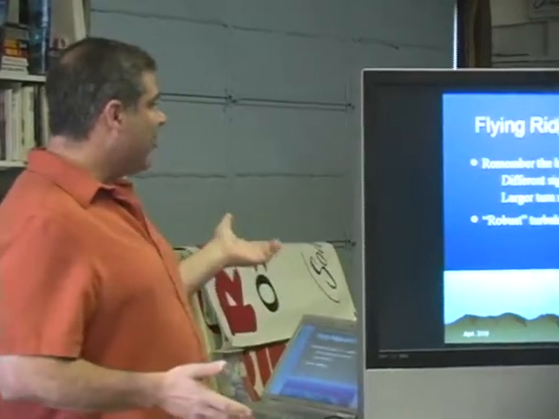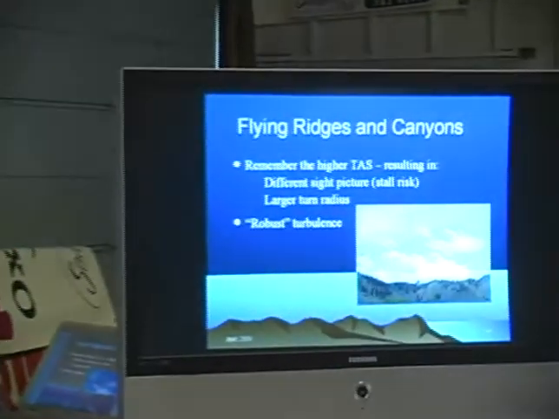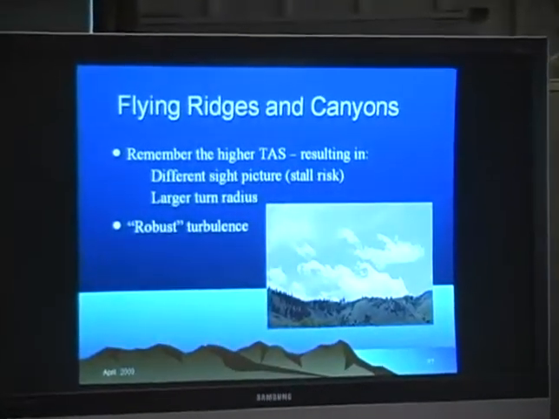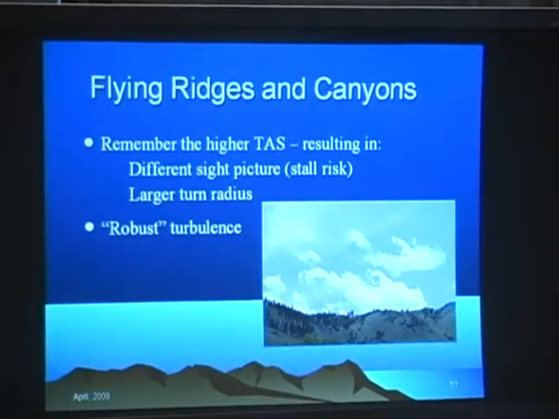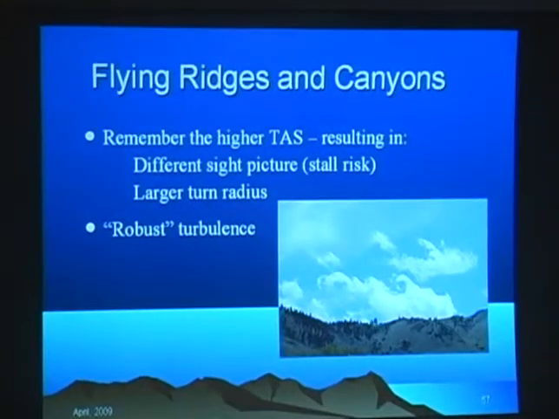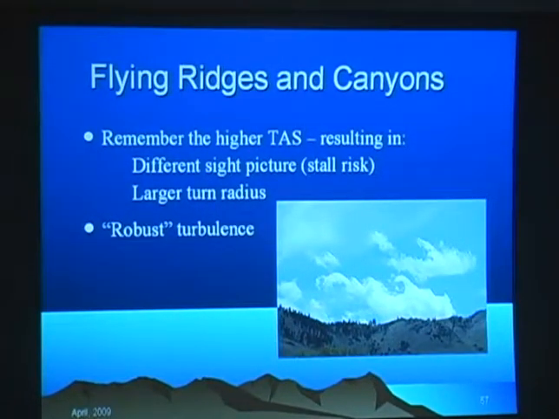So with respect to flying the terrain, remembering the higher true airspeed, you're going to see a different sight picture. So you've got a potential risk for a stall if you're flying slow. And you're going to have a much larger turning radius. So if you're maneuvering in terrain, give yourself a little bit of extra room for that wider turning radius.